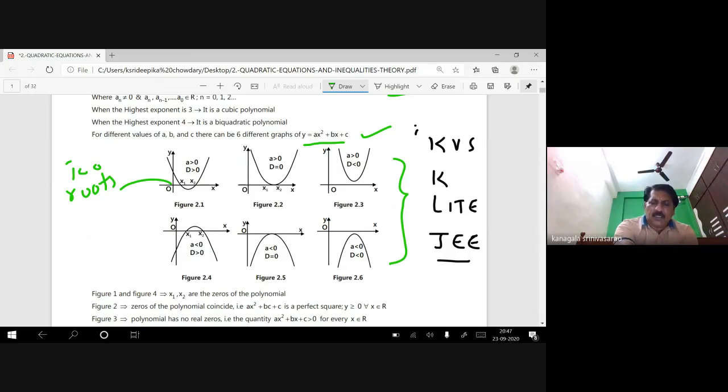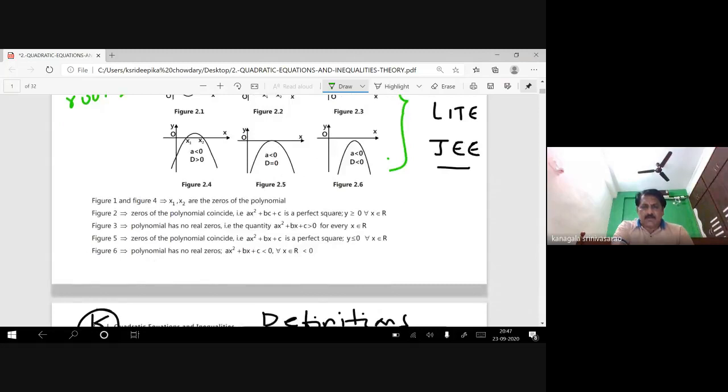And here two distinct real roots, two cases are there, and both have equal roots. And here no real roots are there, again two distinct cases: completely above the axis of x and completely below the axis of x. In the coming classes, I will once again clarify these graphs.